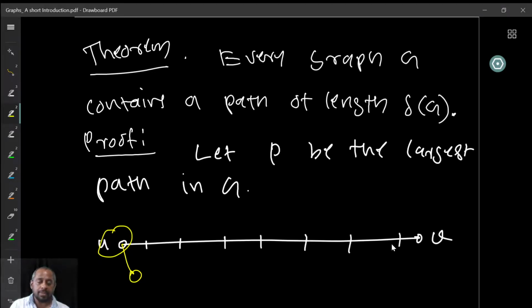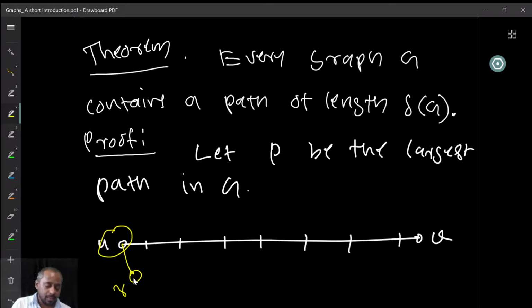I claim that it cannot be outside the path. Let's say Z, the vertex Z, so UZ was an edge and Z was not in the path UV. Then starting from Z going to U, then continuing this to V, I get another path, right? Because no vertex is repeated. And this path is longer than P that we started with. But we started with the longest path. So therefore, this is a contradiction.